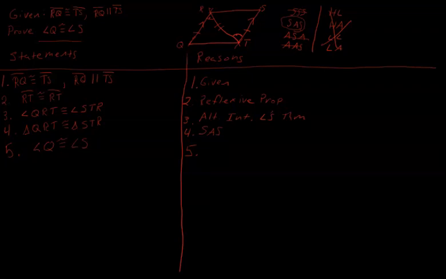Well, given that the two triangles are congruent, their corresponding parts must also be congruent, and here the order of the congruence statement in number 4 tells us the corresponding parts, that Q and S are corresponding parts, therefore they must be congruent. That is because corresponding parts of congruent triangles are congruent. That is CPCTC.